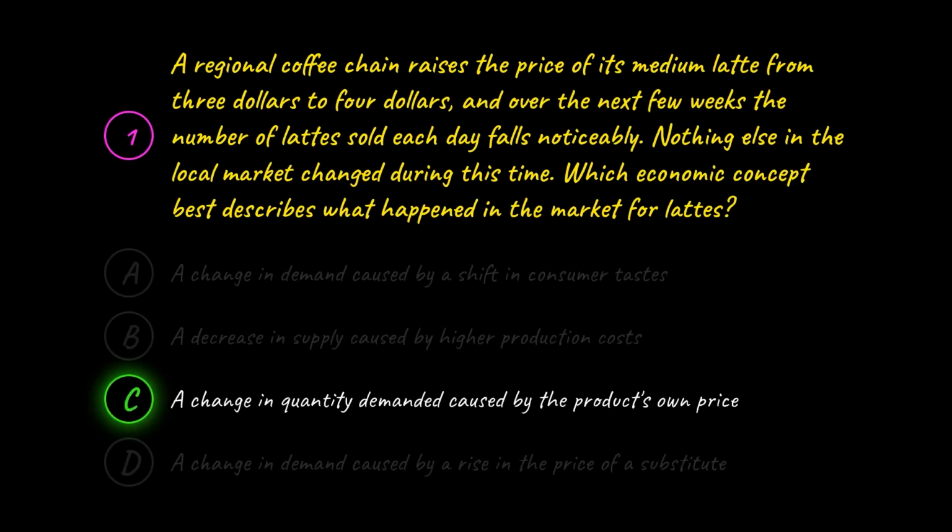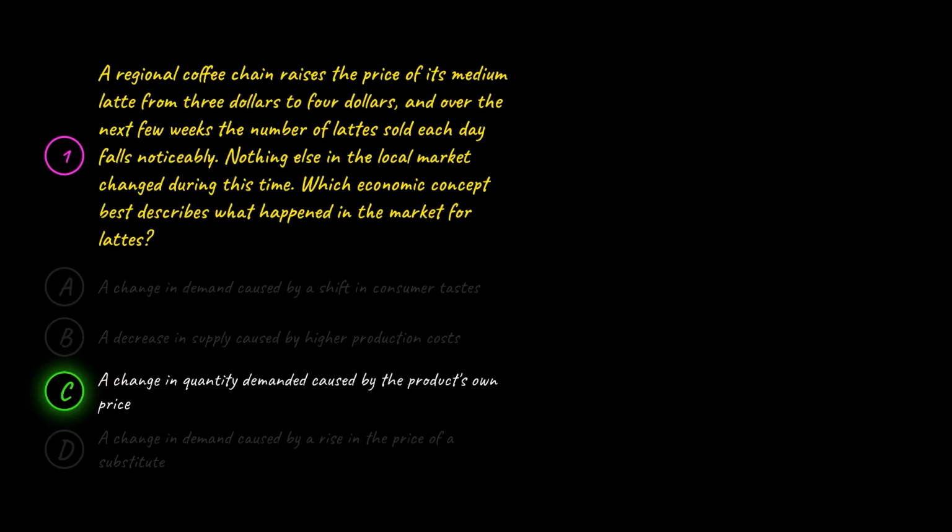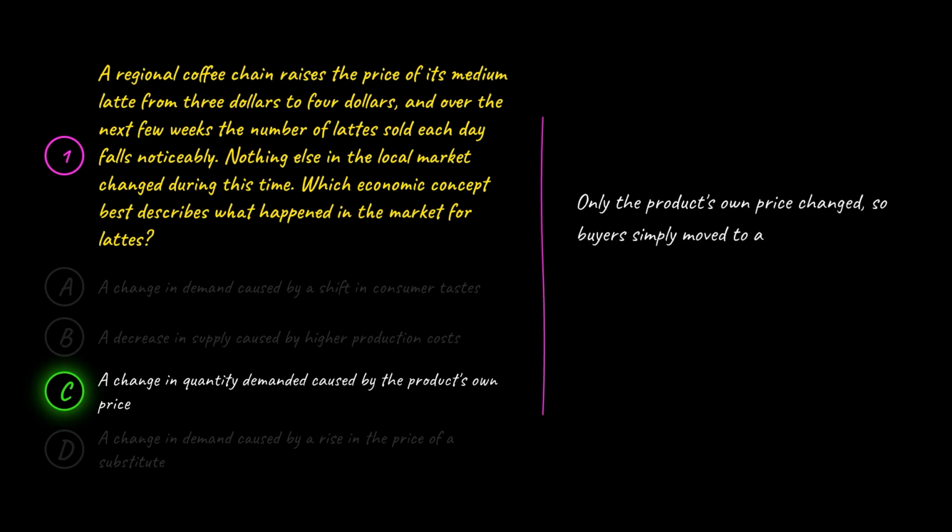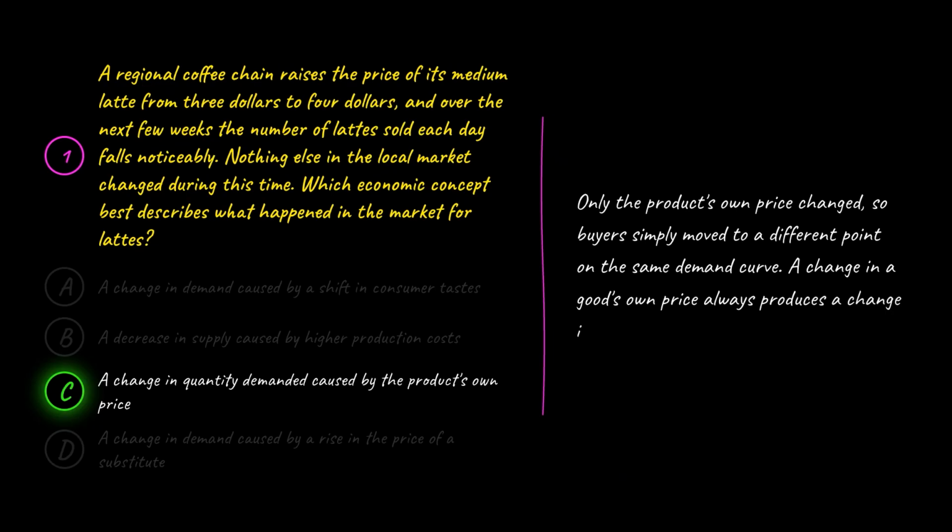The correct answer is C. A change in quantity demanded caused by the product's own price. C is correct because only the product's own price changed. So buyers simply moved to a different point on the same demand curve. A change in a good's own price always produces a change in quantity demanded, which is a movement along the curve rather than a shift of it.